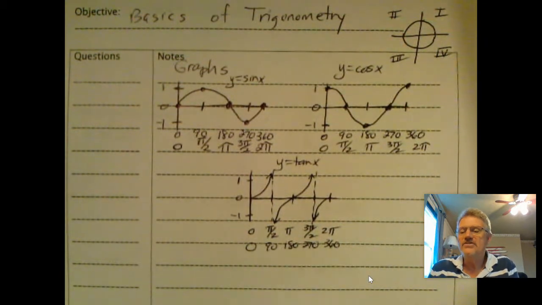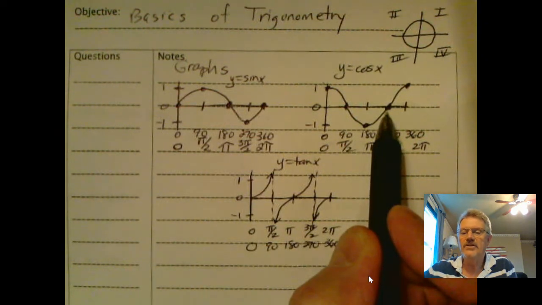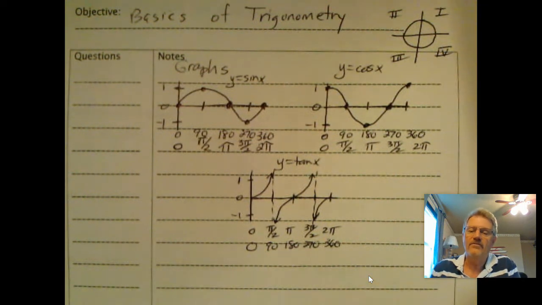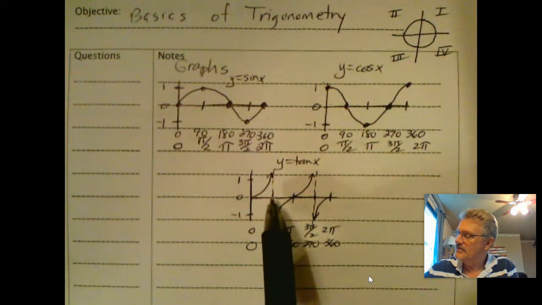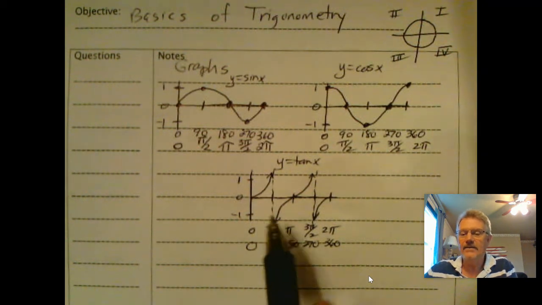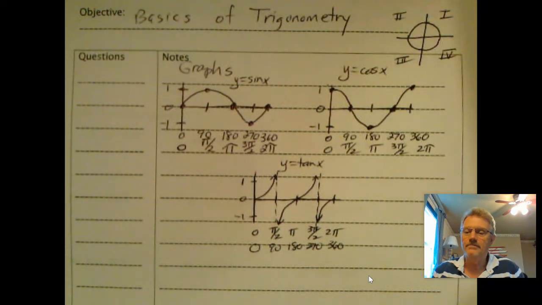What is the exact value of cosine 270? Cosine 270, right? The y value is 0, so cosine 270 is 0. And what is the exact value of tangent 90? At 90 degrees, the graph is asymptotic. There are no y values at 90, so at 90, tangent is undefined. So those are 3 different things you could be asked besides just drawing the graphs.